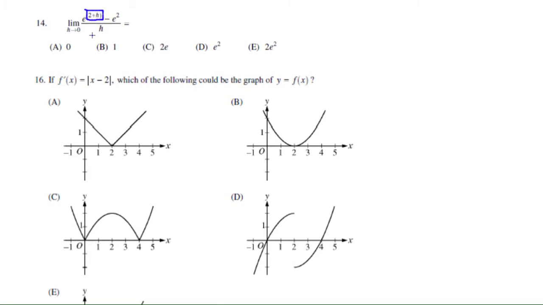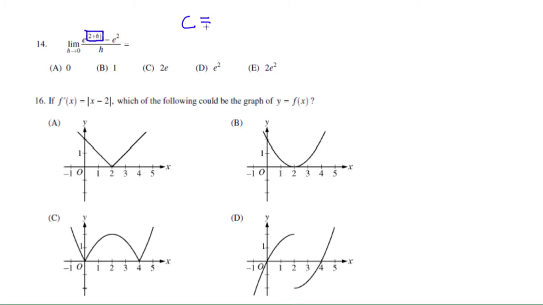Step 1, draw your box. Step 2, what is the constant? What is the thing being added to H? C is equal to 2. And then the next step is to make that whole thing an X. So it's e to the power of X. So that means our function is e to the power of X.